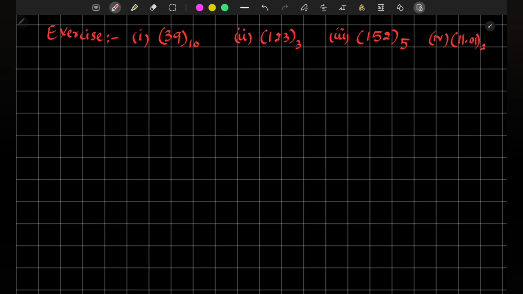Let us do a simple exercise on what we have learned so far. Which of the following numbers in their respective number system is correctly written? You can easily conclude that first and fourth are the correct options and second and third are not correct options, because if 3 is the base, 3 cannot be the symbol. If 5 is the base, 5 cannot be the symbol, because the weight of the symbol is always 0 to B minus 1.